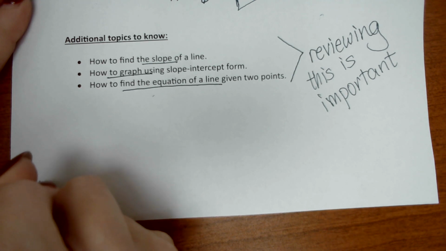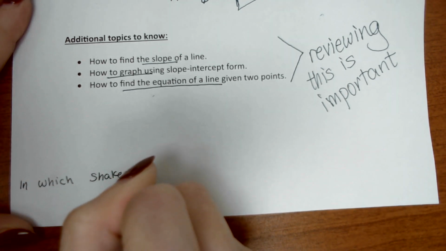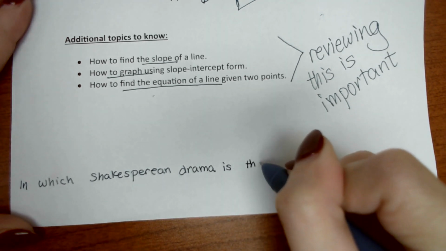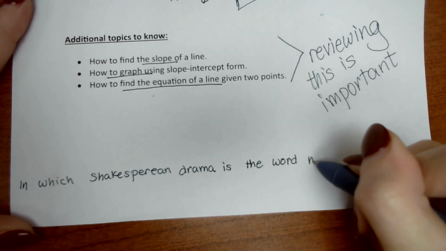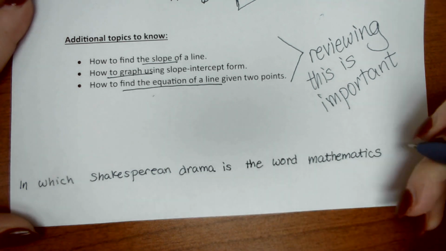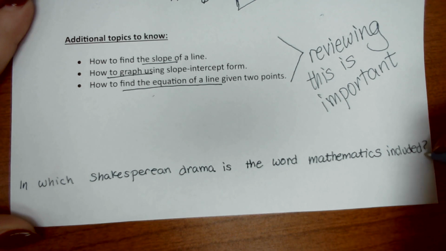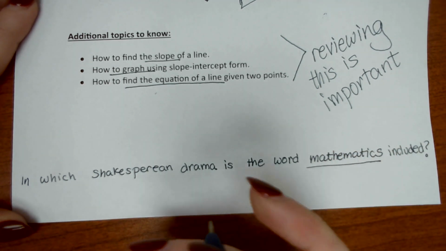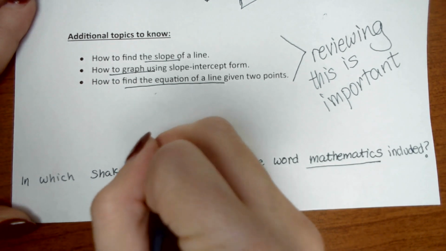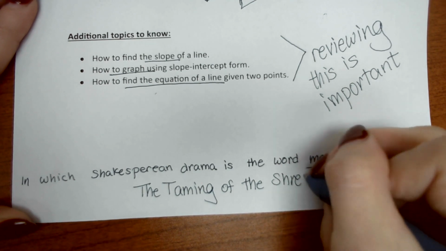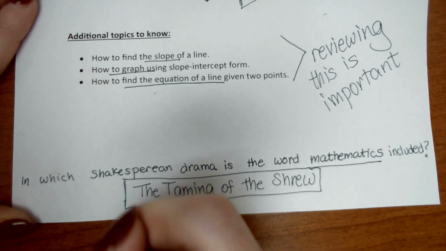So the question is, in which Shakespearean drama is the word mathematics included? So Shakespeare has written a ton of material. One, and only one, unfortunately, of his drama plays has the word mathematics in it. That play is called The Taming of the Shrew. This is the only Shakespearean drama that has the word mathematics in it.